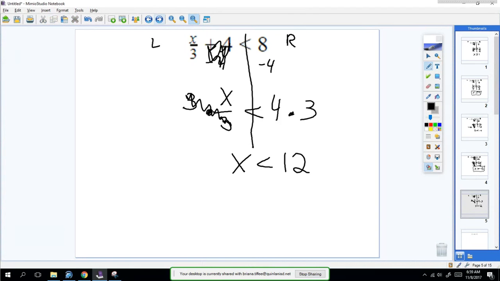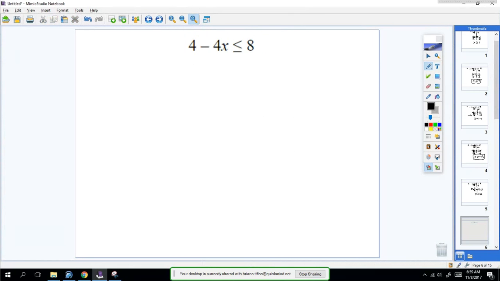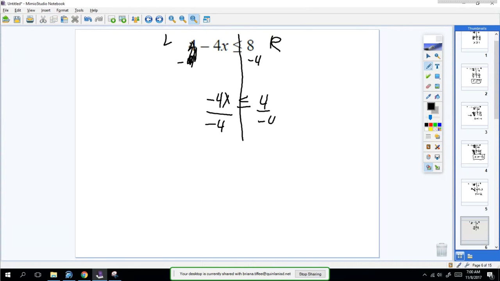Okay, so now you're going to try one. You're going to draw a line down the middle, or excuse me, down the inequality sign. You get a left side and then you get a right side. This 4 is just a positive 4, so you can subtract 4 from both sides. So this cancels out. Now you have negative 4x is less than or equal to 4. So then you're going to divide both sides by negative 4. And then for x, you're going to switch your sign because you just divided both sides by a negative. 4 divided by negative 4 is negative 1.